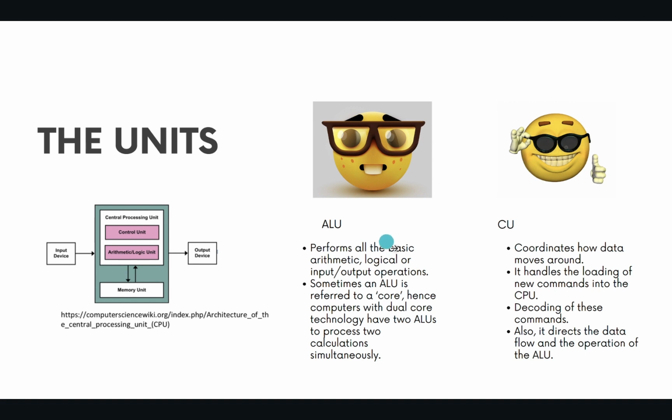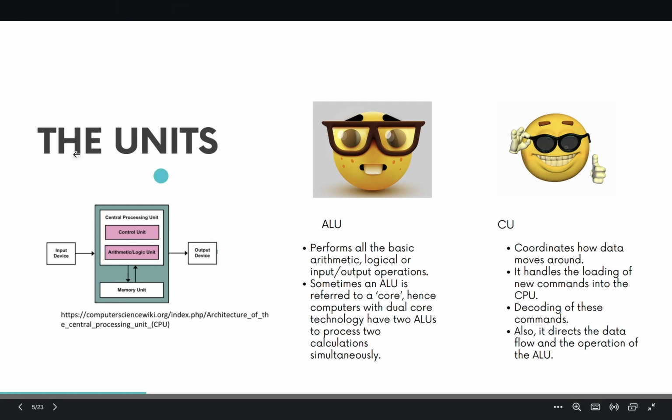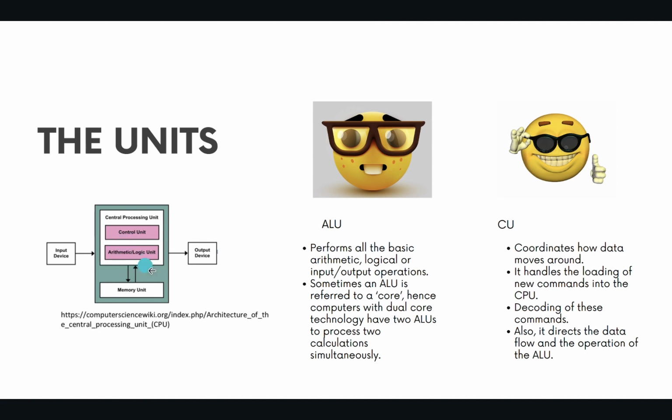And ALU is the one who basically does all the operations. CU tells it what to do, and it performs all the basic arithmetic, like plus, minus, multiplication, and division, and logical operations, like true, false, or input, output operations. Sometimes ALU is referred to as a core, and hence computers with dual core technology have 2 ALUs to process 2 calculations simultaneously. Here is the simplified diagram where you can see how all of this works. Processing happens here by the use of the control unit and arithmetic logic unit.